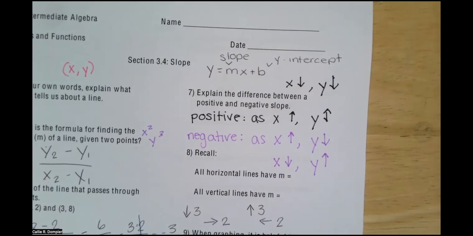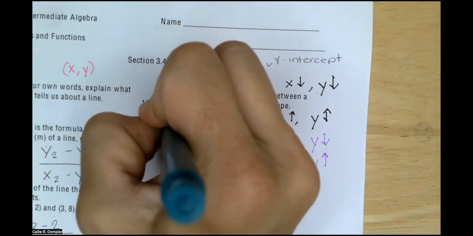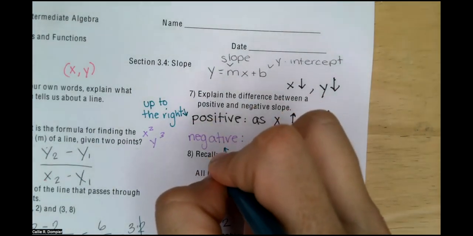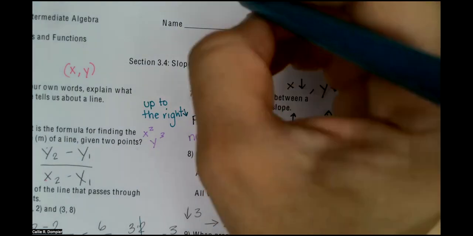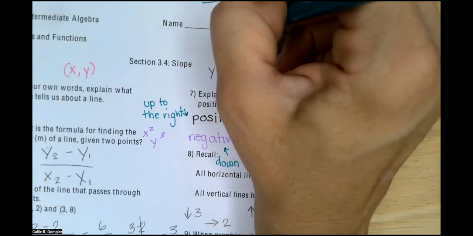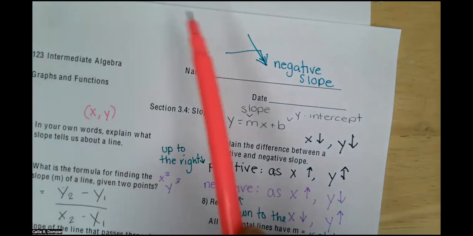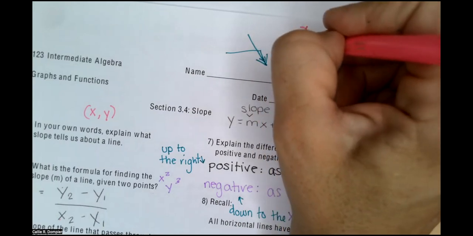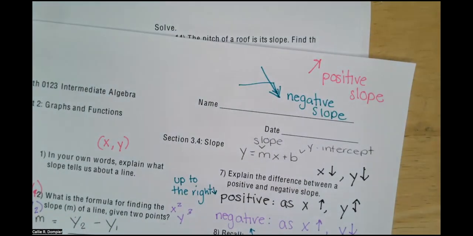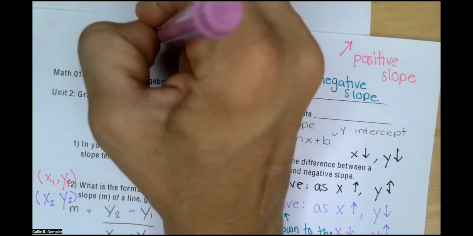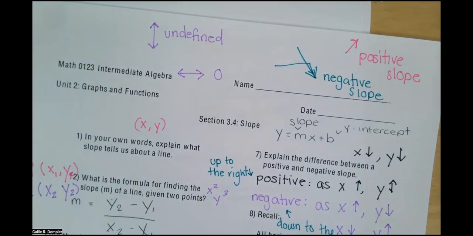Okay. Line goes up to the right. So positive would be up to the right. Negative would be down to the right. So as you're reading it, like you're reading an English sentence, if it goes down, that's a negative slope. That's you reading it. That's not the line. And then if you're reading it and it goes up, that would be a positive slope. This one's undefined. This one's 0. It's supposed to be flat.